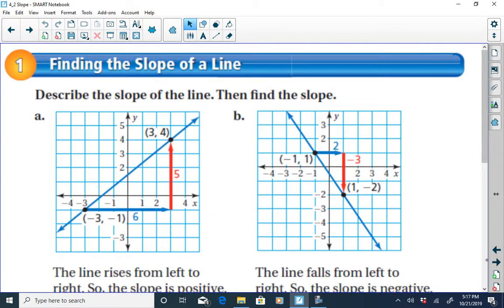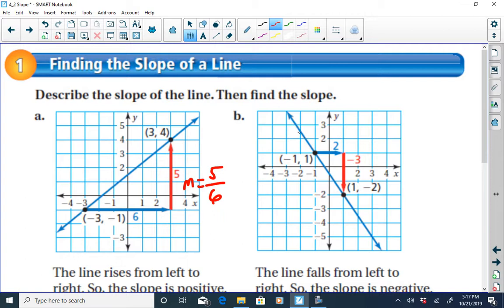All right, so here are a couple of examples. If I want to describe the slope of the line, I'm looking for a numerical value for the steepness. First, I see that the line rises from left to right, so I know that the slope is positive. The vertical change is 5, the horizontal change is 6, so the slope of the line would be 5 over 6. And it is positive because the line rises from left to right, so I would write that as m equals 5 over 6.